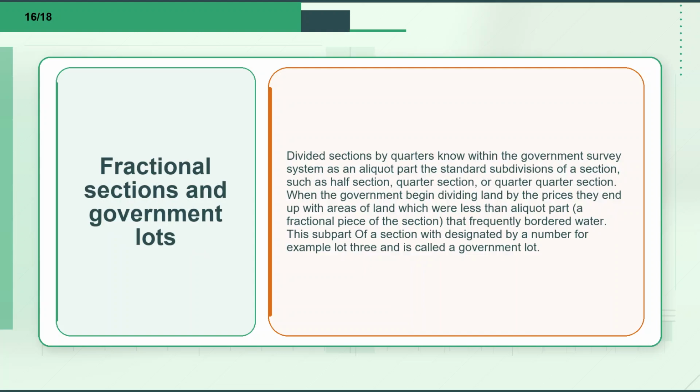Flashcard 16. Term: fractional sections and government lots. Definition: dividing sections by quarters is known within the government survey system as an aliquot part, the standard subdivisions of a section, such as a half section or quarter section. When the government began dividing land by the survey, they ended up with areas of land that were less than an aliquot part, a fractional piece of the section, that frequently bordered water. This subpart of a section was designated by a number, for example lot 3, and is called a government lot.